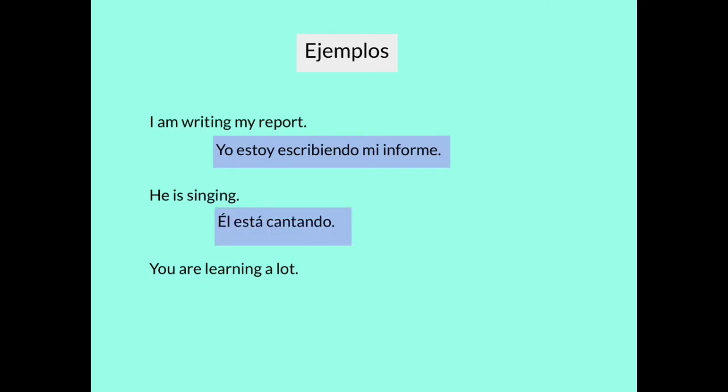He is singing. Él está cantando. You are learning a lot. Tú estás aprendiendo mucho. Now remember that you've got the estar and then the participle, the ing form. Because we just have a lot, it's not next to any noun. It's just mucho when it's by itself. So tú estás aprendiendo mucho.